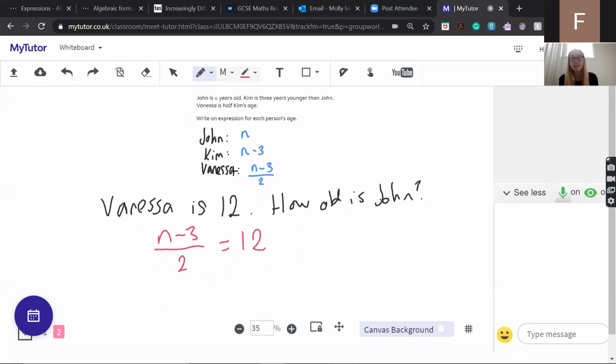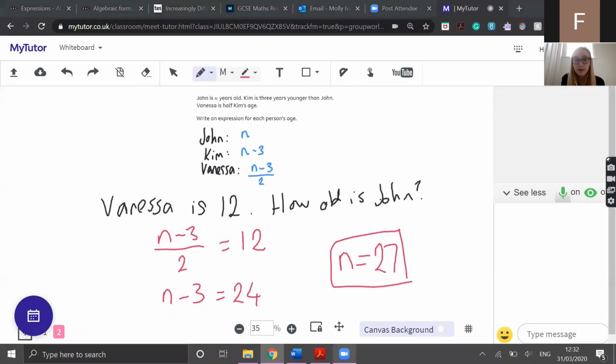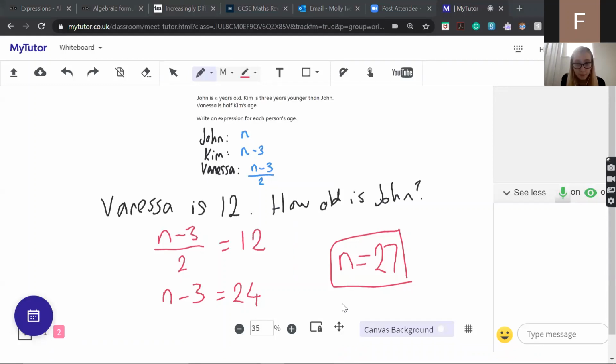Now we can use some of our skills from yesterday's session to solve this. We multiply by 2, so n minus 3 equals 24. And then add 3 to both sides. So n equals 27, and that's John's age. John is 27 if Vanessa is 12. So hopefully that makes sense. Yep, a lot of people got that. 7, cool.